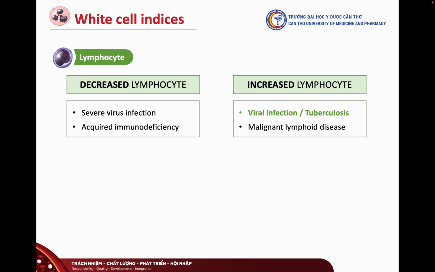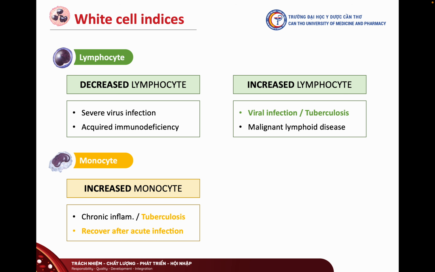Next, let's move to the monocytes. An increase in the monocytes, or monocytosis, is often associated with chronic inflammation, especially tuberculosis. It is also commonly seen during recovery after an acute infection, as the immune system clears debris and repairs the tissues.